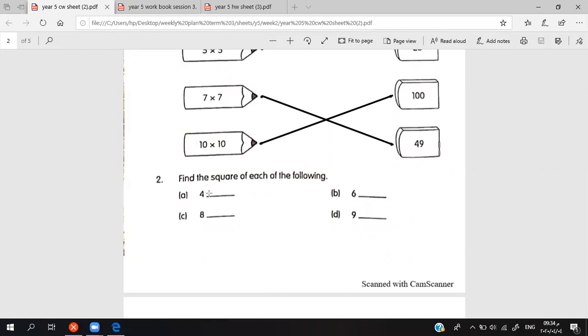Find the square of each of the following. You want the square number of 4. What does that mean? It means to make 4 by 4, which is going to give me 16. So the square number of 4 is 16. What about 8? 8 times 8 is going to give me 64. So the square of 8 is 64. What about 6? 6 times 6 is going to give me 36. So the square number of 6 is 36. What about 9? 9 times 9 is going to give me 81. So the square number of 9 is 81. Okay?